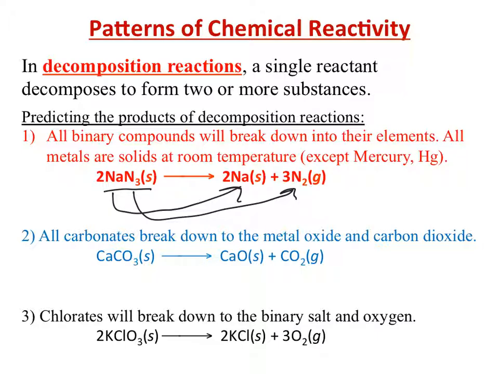Carbonates will break down to the metal oxide and carbon dioxide. So here we have a carbonate, which is calcium carbonate. It's going to break down into the metal oxide and carbon dioxide. So we form carbon dioxide. Calcium oxide came from calcium ion and oxygen ion or oxide to give us calcium oxide.